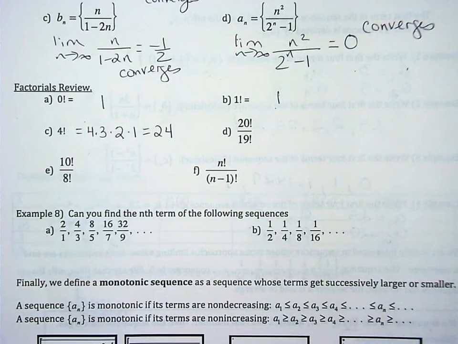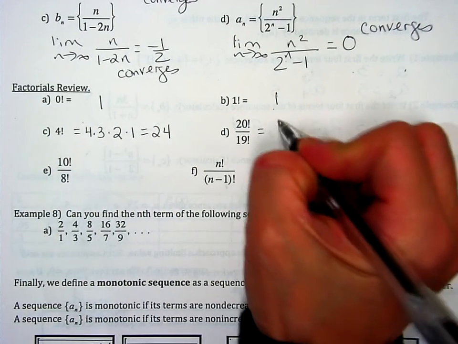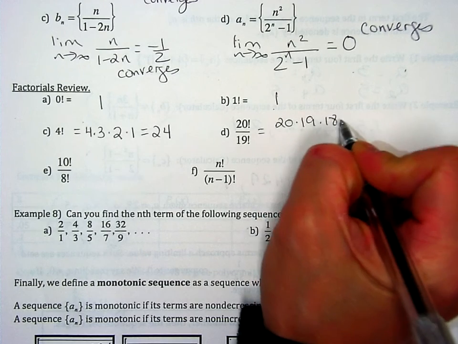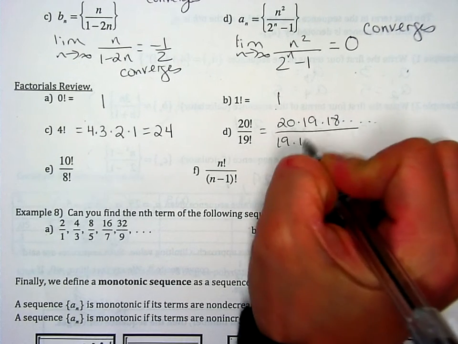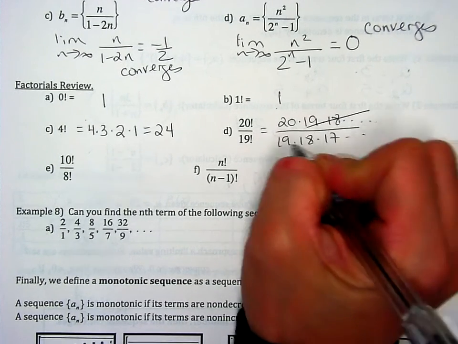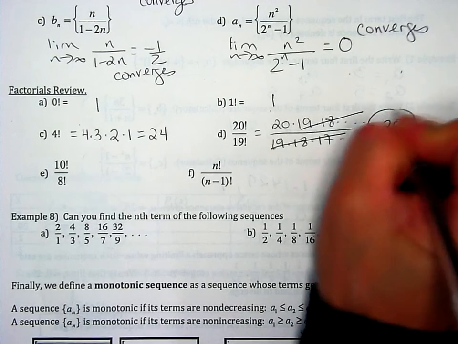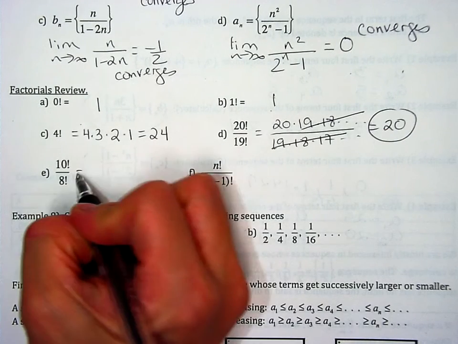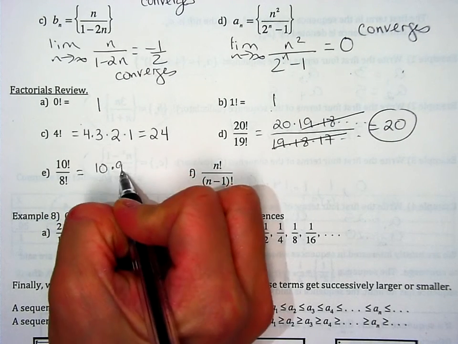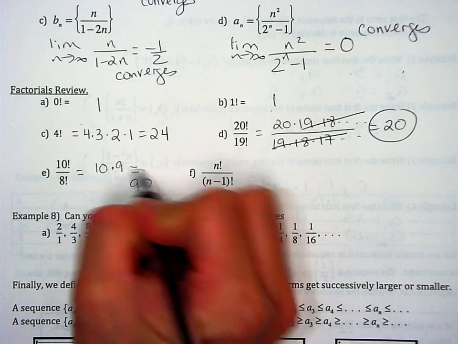20 factorial over 19 factorial. You can list out all of these factors, but what you should notice is all of the factors on the top and the bottom from 19 on cancel, so I'm left with 20. 10 factorial over 8 factorial is really 10 times 9, which is 90.